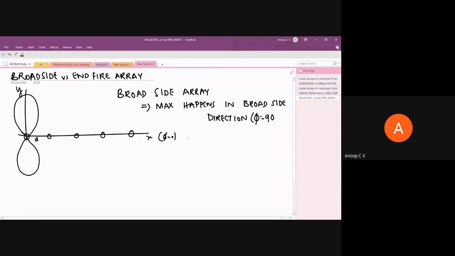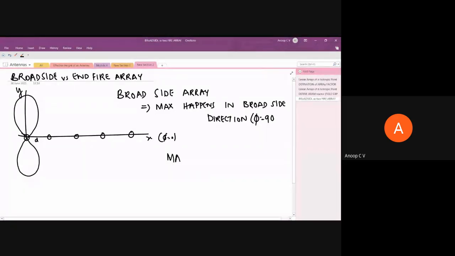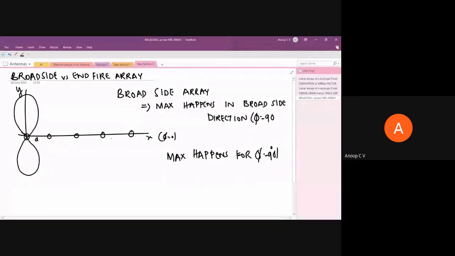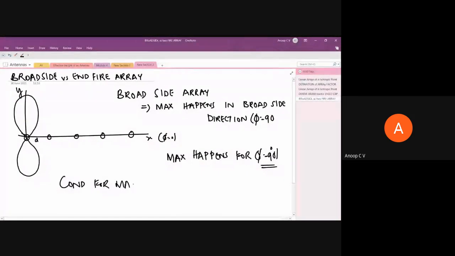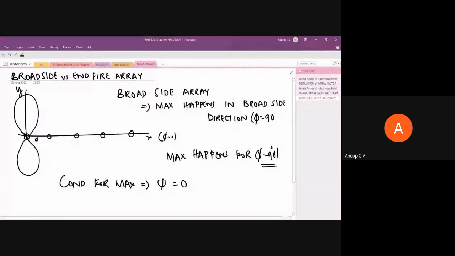So the maximum happens for phi equal to 90 degrees. If you arrange the antennas along the x-axis, you get the maximum at phi equal to 90 degrees. If you arranged them along the y-axis, the maximum would be at phi equal to 0 degrees. But in this case, the maximum happens for phi equal to 90 degrees. We know the condition for maxima is psi equal to 0.